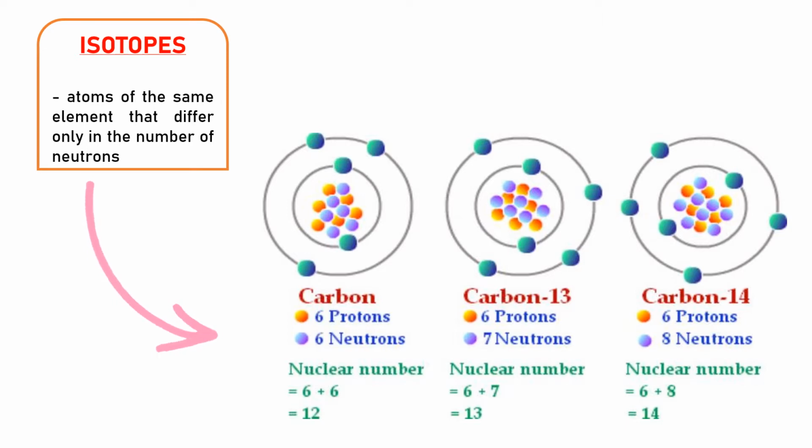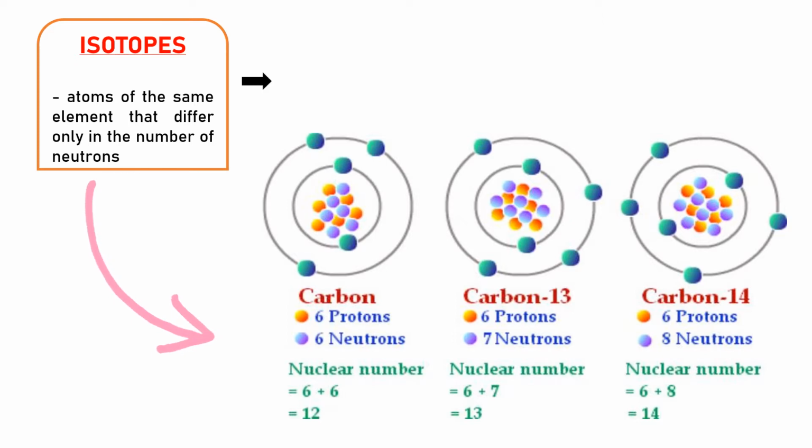This gives the carbon atom a slightly higher atomic mass than carbon 12, but chemically, carbon 13 still behaves in the same manner as carbon 12. Another carbon isotope is carbon 14. Carbon 14 has 6 protons, as in all carbon atoms, but in this case, it has 8 neutrons.